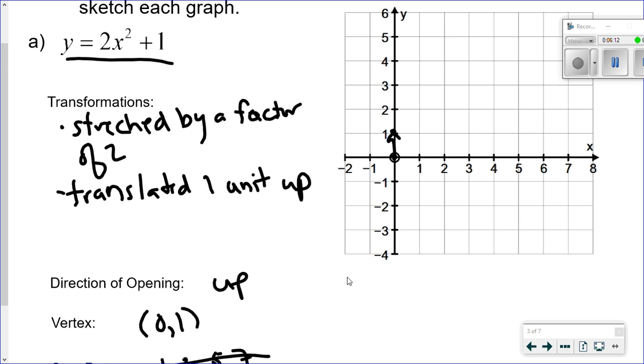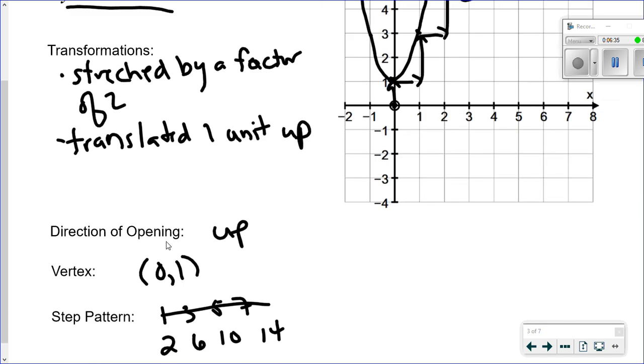So over 1, up 2, over 1, up 6. If my graph went that high, I could graph this a little more accurately. It does not, so that's as far as I can go accurately. Okay, let's try the next one.